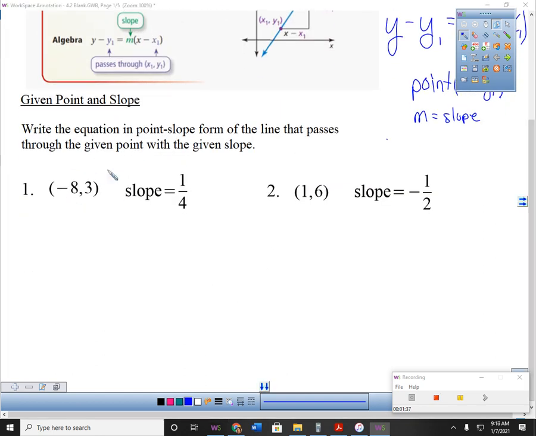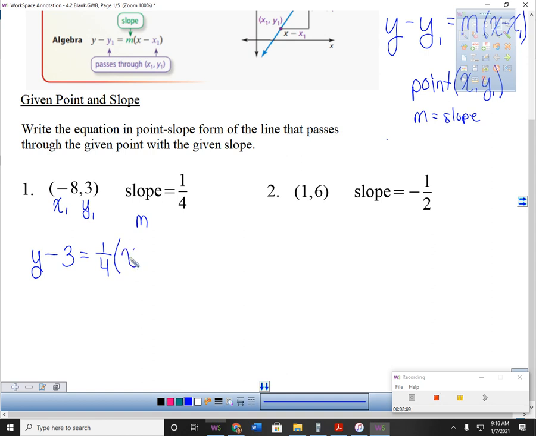So when they gave you the point and the slope, this point represents the x1 and the y1, and then your slope is the m. So when I plug in, I keep that y minus, and then I'm going to plug in the y1 right here, 3, equals slope, which is 1/4, and then you've got your parenthesis, x, keep that x, minus, and then you put in your x1 right here, which is -8. Okay? Then you're going to simplify.